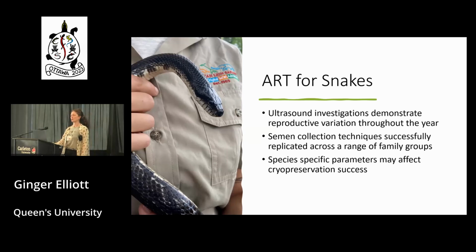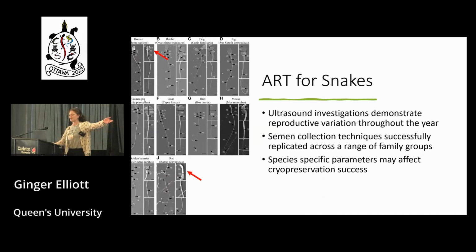Now, yes, they're all snakes, but here's just a picture of some mammal semen. And as you can see, it's vastly different. No one looks the same. And so all species' sperm is expected to react specifically to different things. They all have their own qualities.